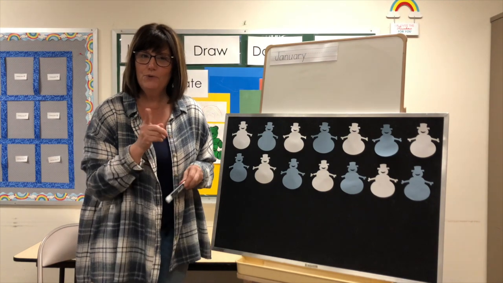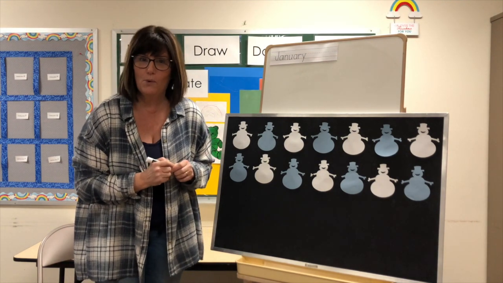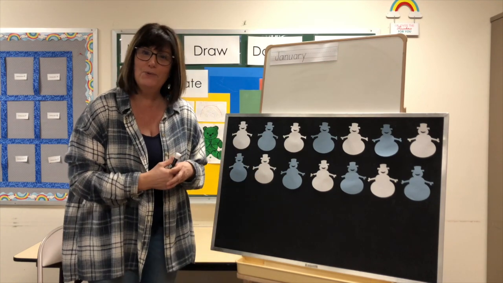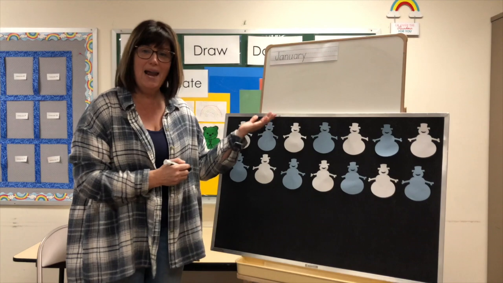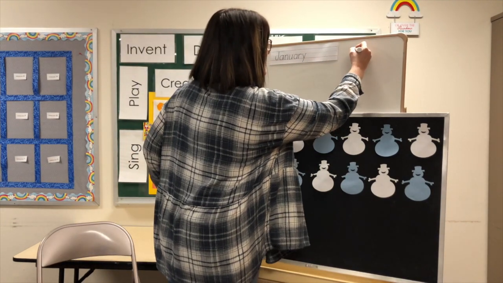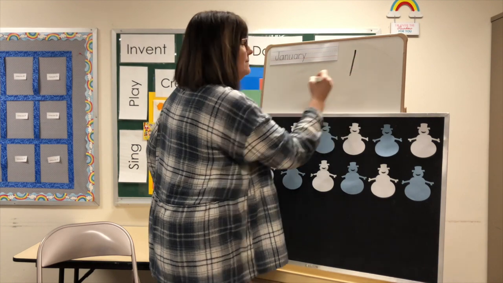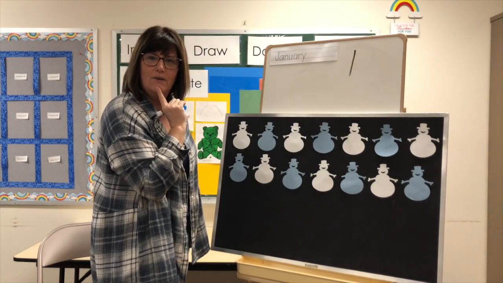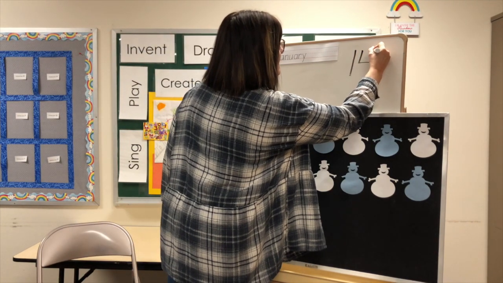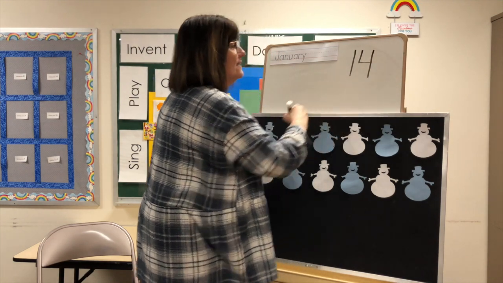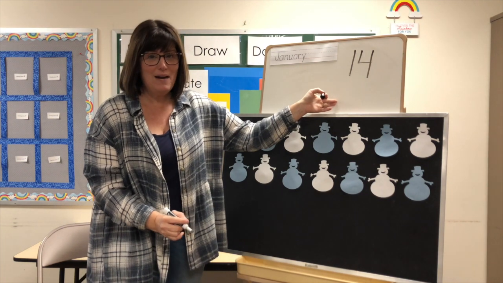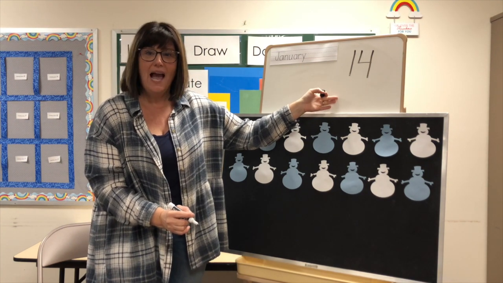I'm wondering if you know how to write the number 14. I do, so I'll show you, and maybe you can practice later. When I write the number 14, I start with the number 1 in the tens place, and then the 4. I put the number 4 in the ones place. Friends, that is what the number 14 looks like. Maybe you can practice writing that on your own at home.